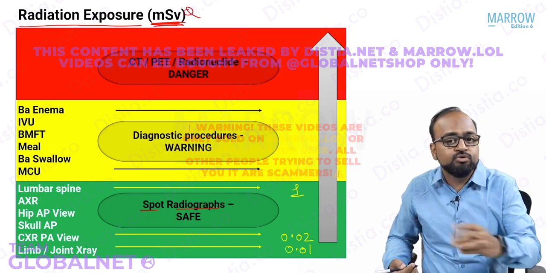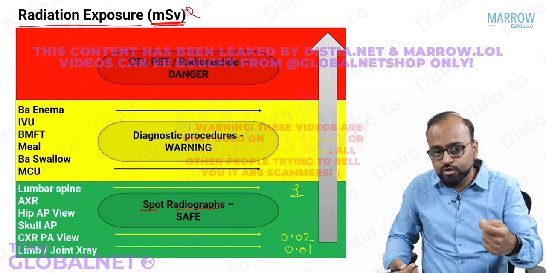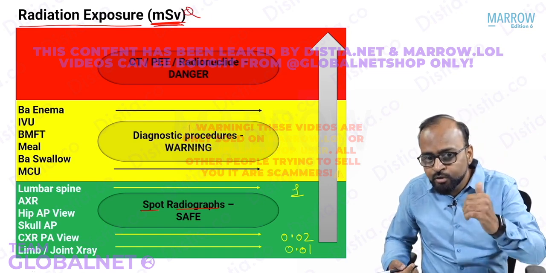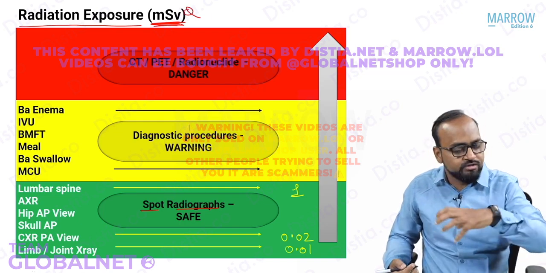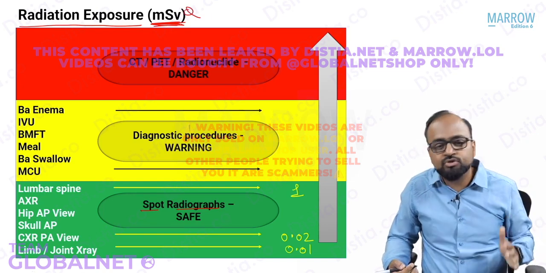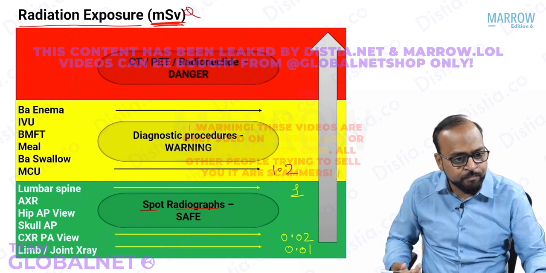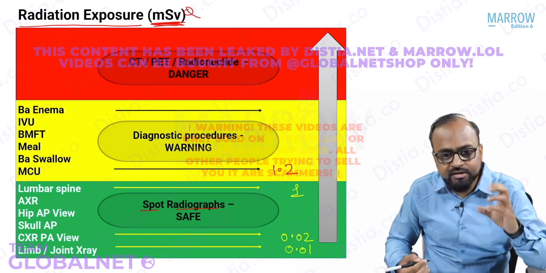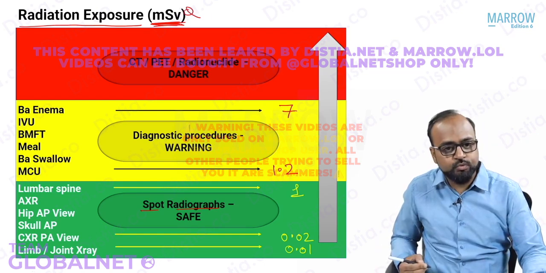So MCU is what? Micturating cystourethrography. Micturating means while the patient is passing urine, an X-ray is taken, that is called micturating cystourethrography. Contrast is filled in the bladder, patient is passing urine, at that time you take an X-ray. Exposure value is around 1.2 to 1.5 millisieverts. Barium enema, highest among diagnostic procedures, is around 7 millisieverts.